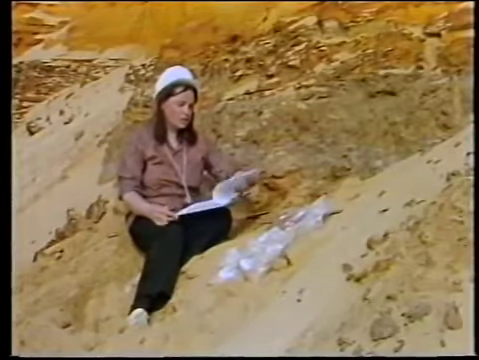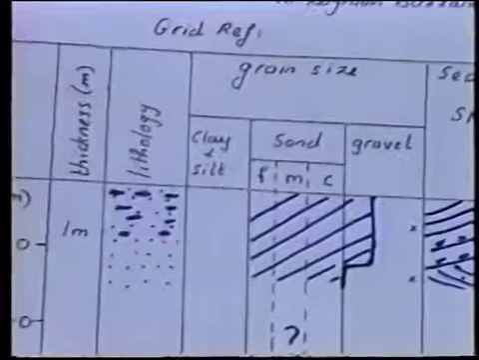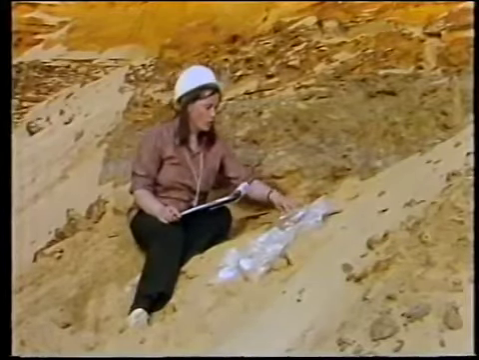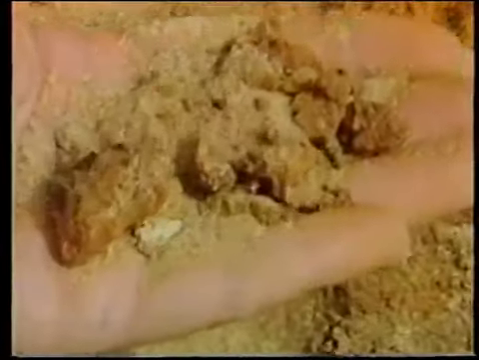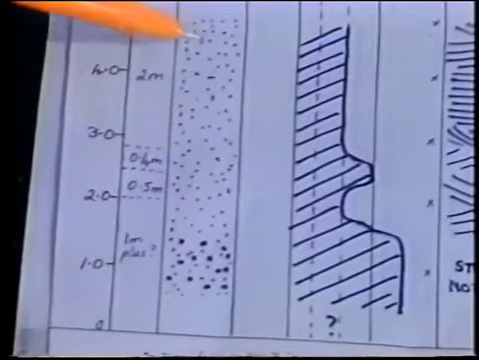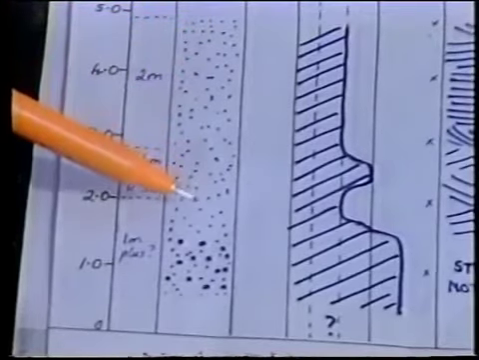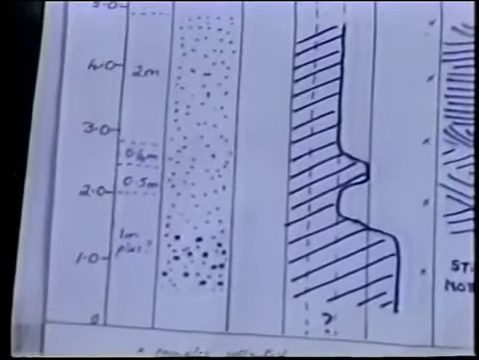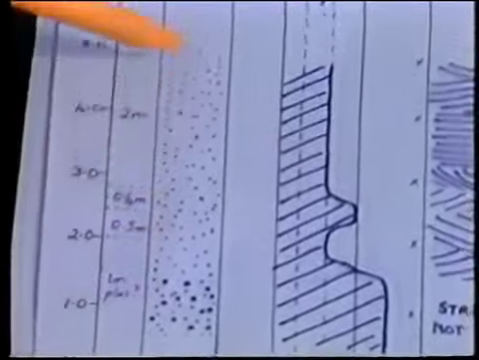This is a log sheet I've just completed for this exposure. My first step was to decide upon the lithology. Now, I'm fairly happy to call all this a poorly consolidated sandstone. It's mostly composed of sand-sized quartz grains. And this pattern on the log is a conventional symbol of dots to represent both sands and sandstones. But there is the occasional gravelly bed, like this. And I've shown these on the log here and further up here.